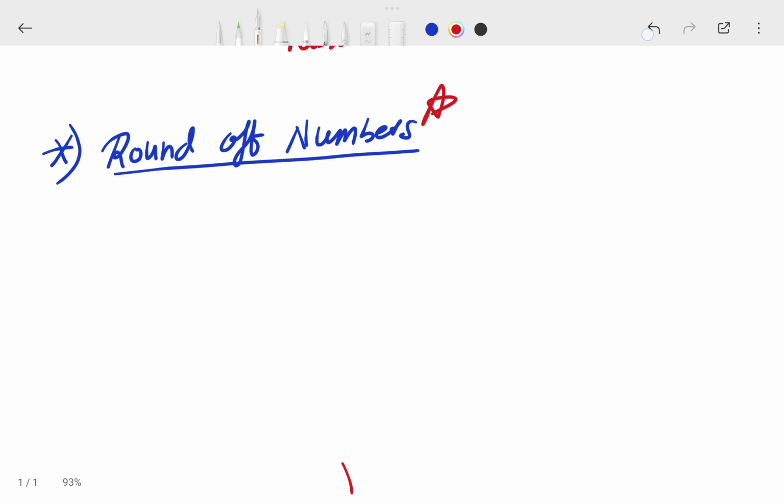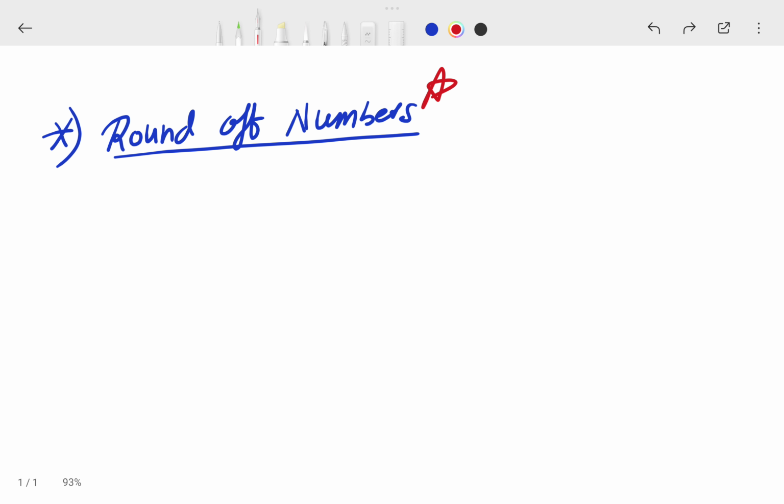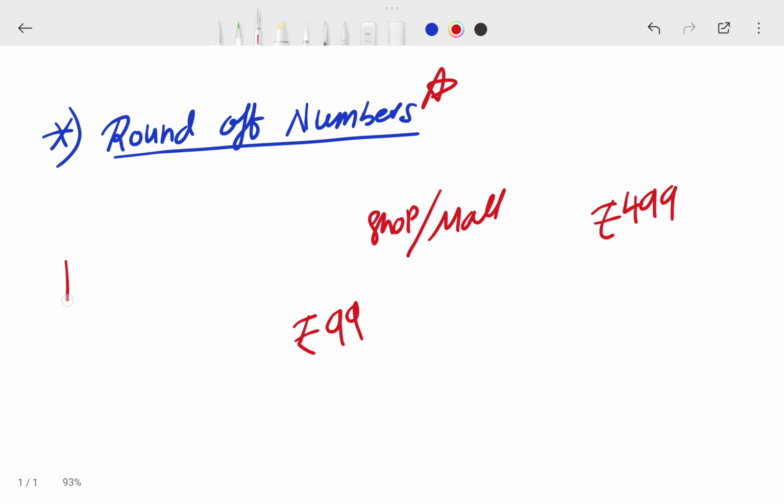Let's understand. If you go to a shop or any mall, there you will see the price of cloth written like 99 rupees, or like 499 rupees. Otherwise it will be written like Rs 999. They will write like that.